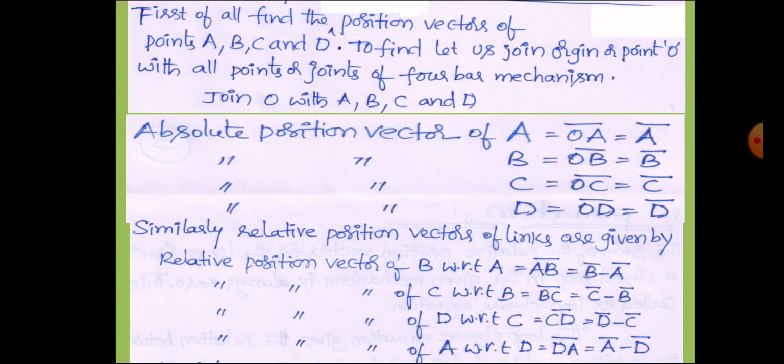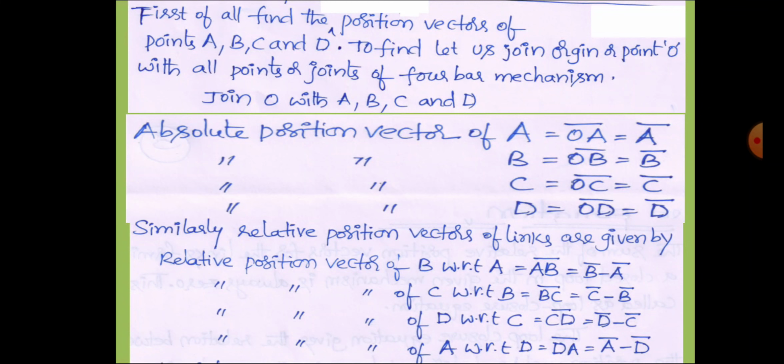Like that, take a mechanism. Here it is a 4-bar mechanism having links AB, BC, CD and DA, and represent the vectors AB bar from A to B, BC bar from B to C, like that. Then first find the absolute position vectors of points A, B, C, D by joining the origin with all the other points. O with A, B, C, D will give OA bar, OB bar, OC bar, OD bar. They are equal to A bar, B bar, C bar and D bar.